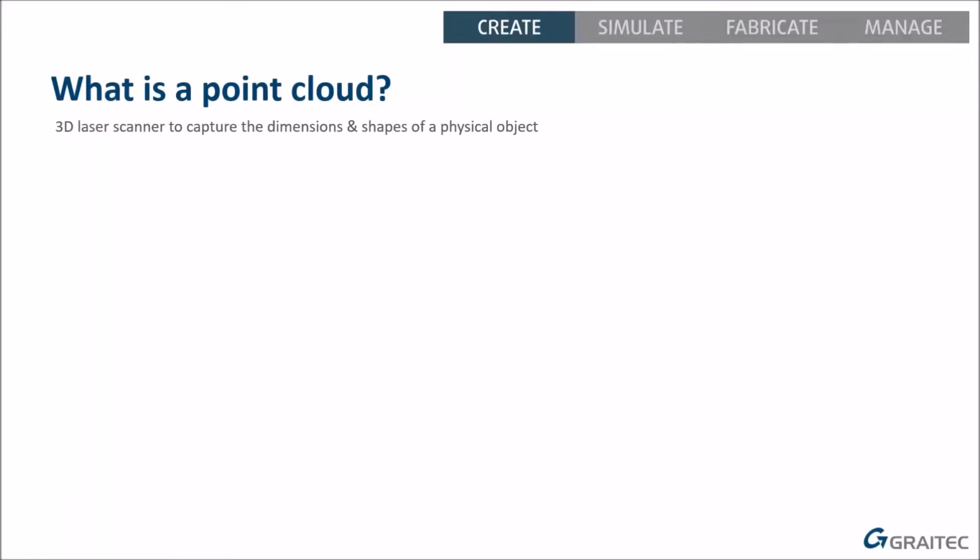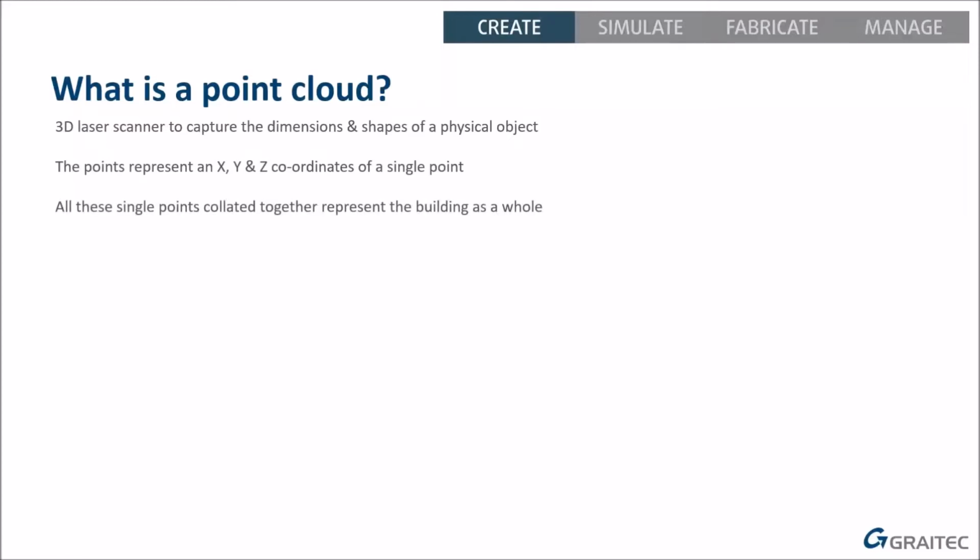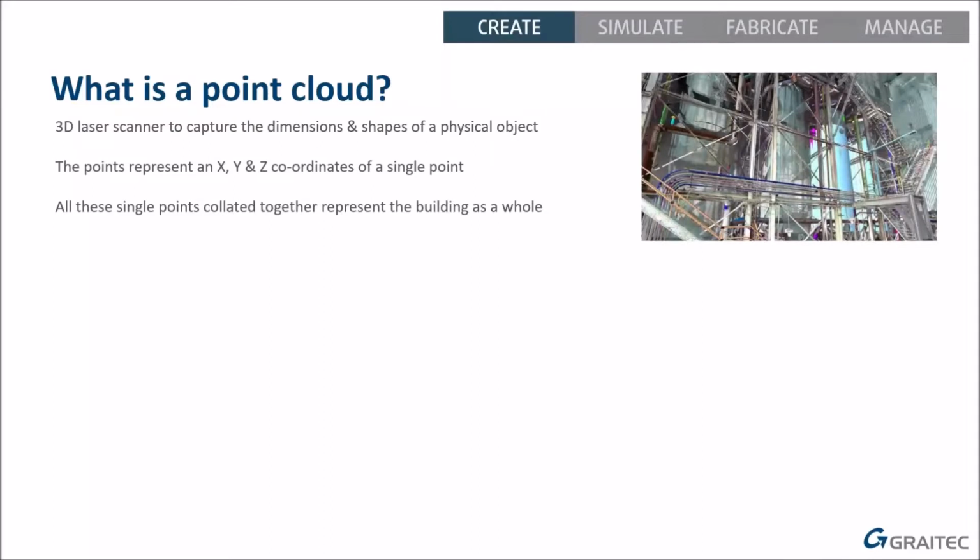So a point cloud is a 3D laser scan to capture the dimensions and shapes of a physical object. These days it's used more and more when we're working with existing buildings. And how point clouds work is the machine will fire out a laser. When it hits something, it records the X, Y, and Z coordinates of that single point that it finds. And then it's collecting thousands and thousands of points. So when all of these points are collated together, you get a scan of the whole building.